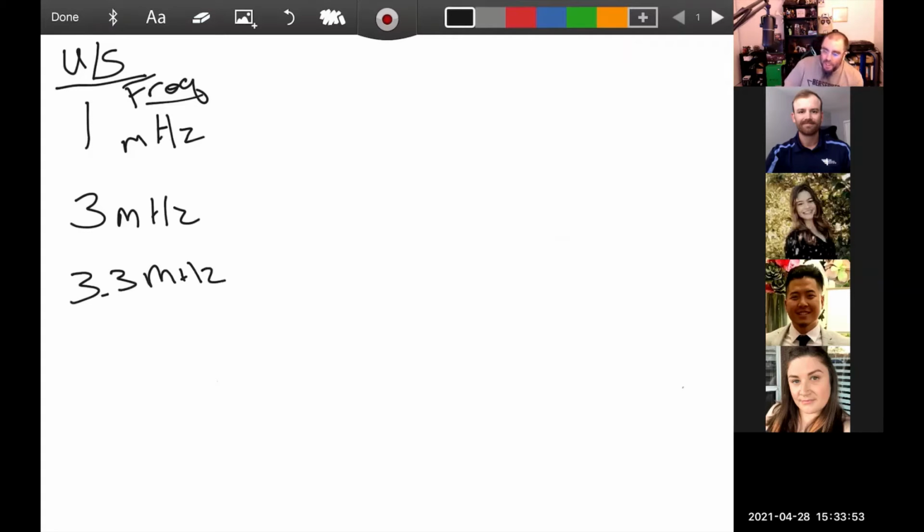Let's say I have a patient and I'm working on the paraspinals of the back. Which frequency am I going to pick? Everyone's like, I'm scared to answer. Is it like 3.3 since you don't want to get too deep? Well, actually, the paraspinals are really deep. There's a lot of fascia overlaying the paraspinals.